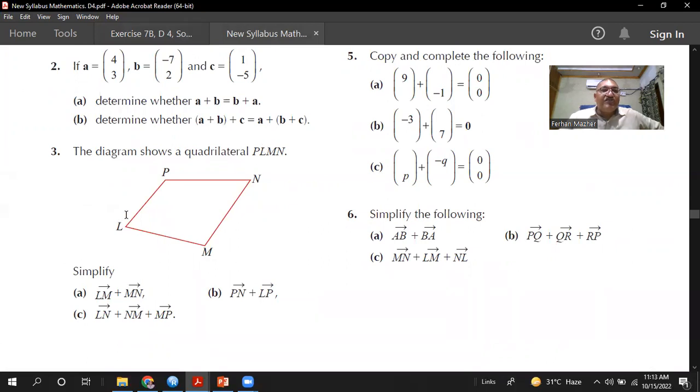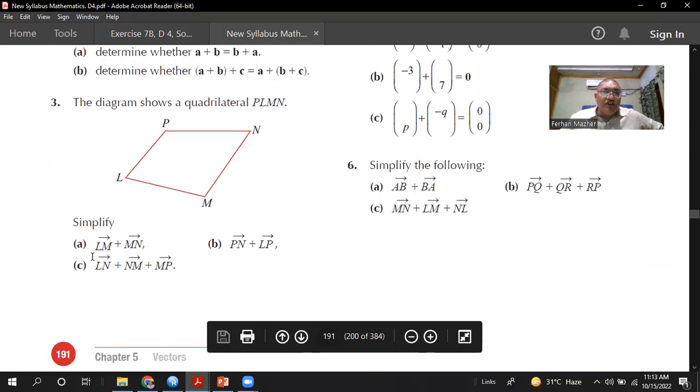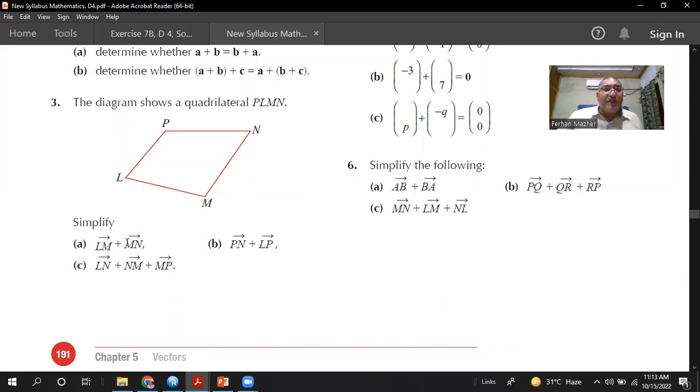Here a diagram is given. He says the diagram shows a quadrilateral PLMN, and he says simplify. You see, here are the vectors and we have to add them, LM plus MN.